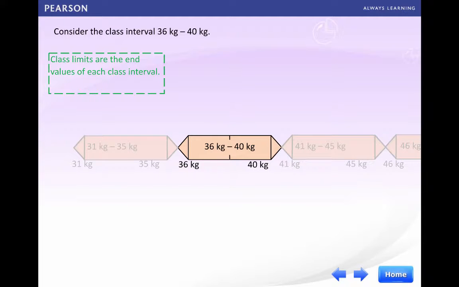And we have class limits. The class limits are the end values of each class interval. So for this, the lower class limit is 36 kg and the upper class limit is 40 kg. So you can look at this.